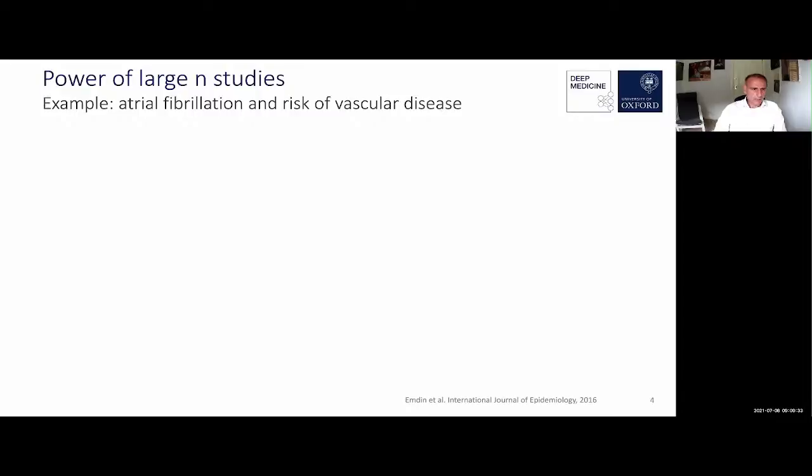So let me just first provide an example of what large-scale epidemiological studies have been able to do even without AI and digital health. So take an example of atrial fibrillation and risk of vascular disease.